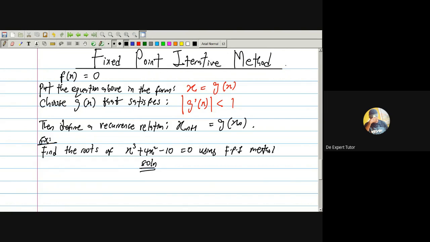Let's go. What do we do first? Let's follow the steps. What did I say we should do first? Put the equation in the form s equal to g of x.